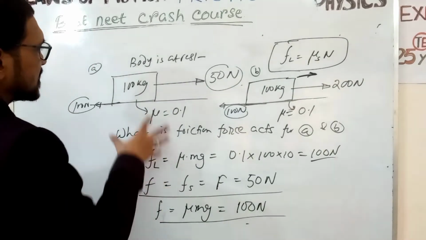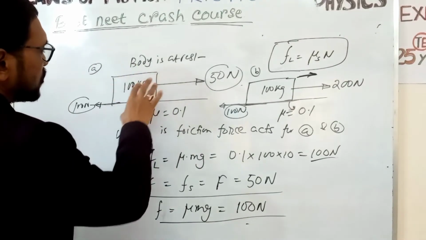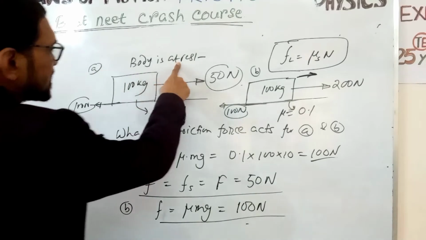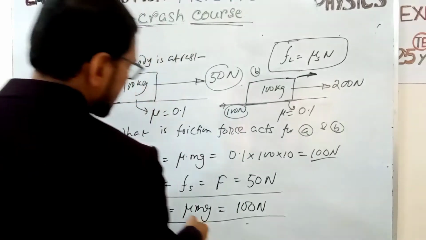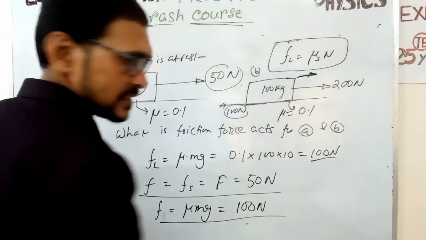So we have to understand whether the body moves or is at rest. When the body is at rest, the friction force is equal to the external force, and when the body moves, then we can use friction force equal to mu into mg.